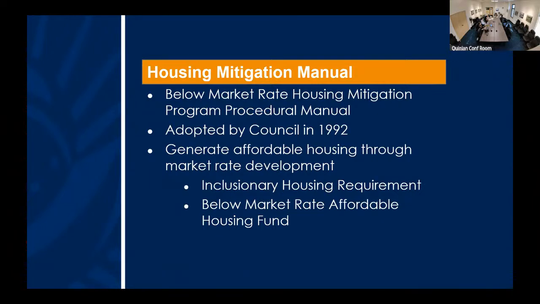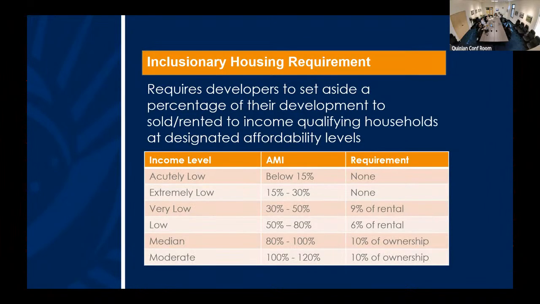The other thing we do is that we have established the below market rate affordable housing fund through the manual, and it is funded essentially entirely through fees collected on building permits. We're going to get into the structure of how those fees are calculated and collected as part of this presentation. So first, let's start with, once this loads, the inclusionary housing requirement.